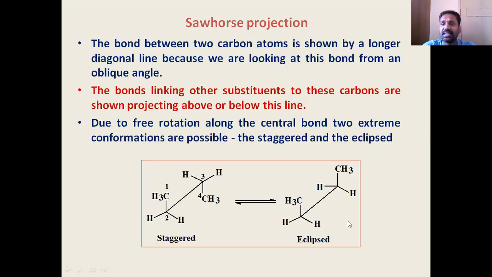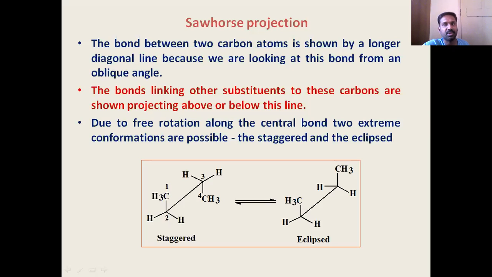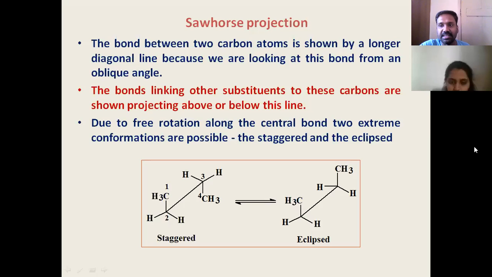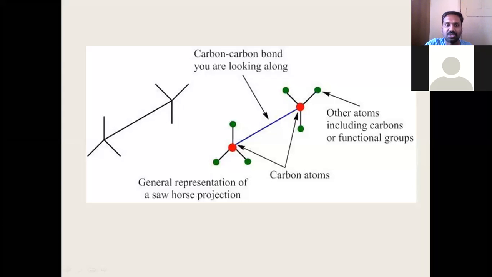In fact, the Sawhorse and Newman projections are complementary to each other. The same thing you are representing through both the conformations. They are complementary to each other. What do I mean by complementary to each other? They can be interconverted easily. Why do I say so? Okay. Anyways, so this is what I was explaining about.